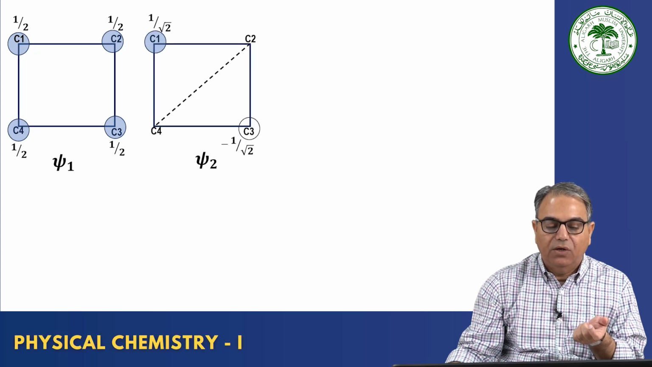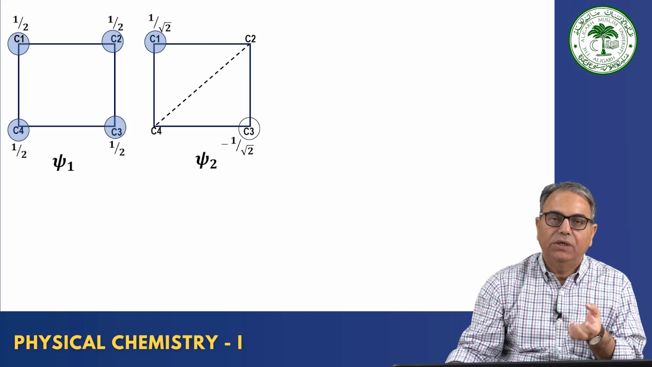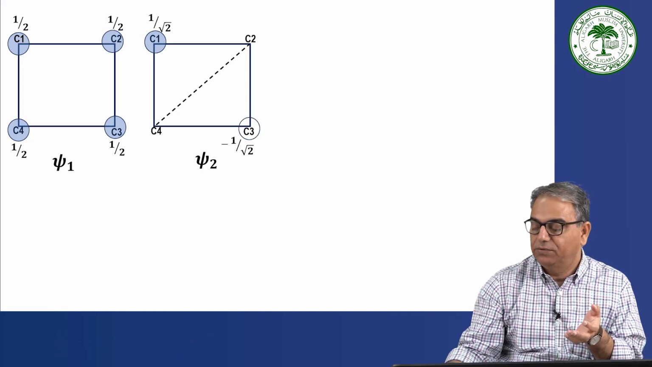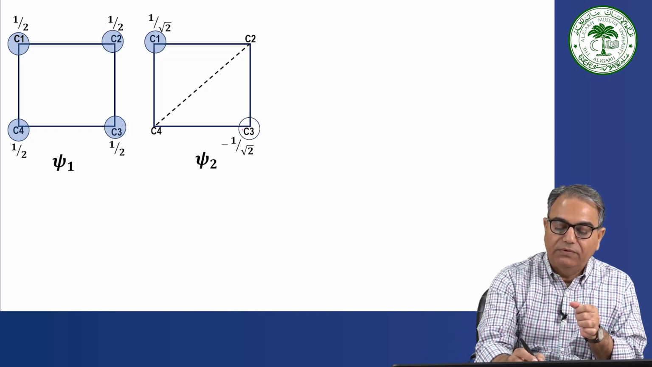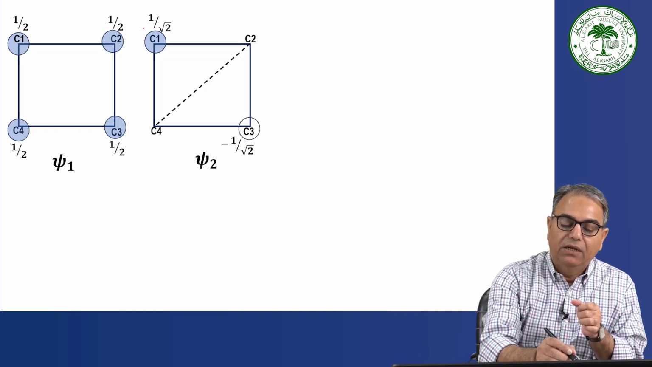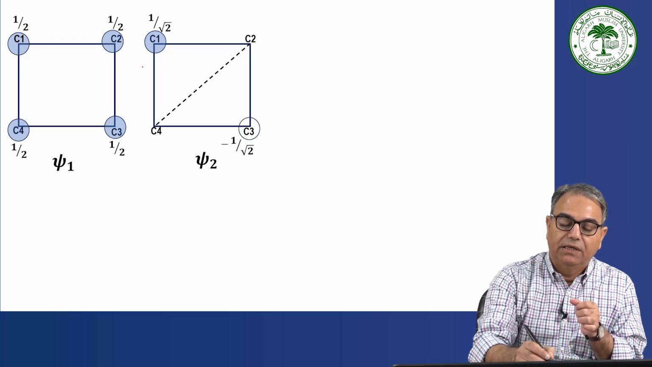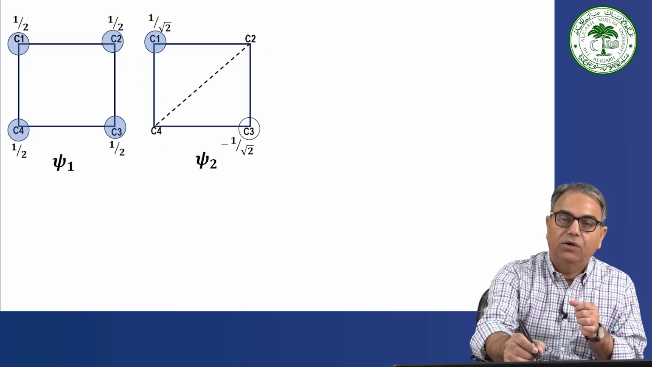Okay. Now for psi 2, you do not have lobes at C2 and C4. Only C1 and C3 lobes are there, and one of the values is 1 by root 2, another is minus 1 by root 2. Okay. So if you go from this end to this end, you observe a nodal plane, because the wave function sign changes. Or if you go from here to here, here also you have a nodal plane.